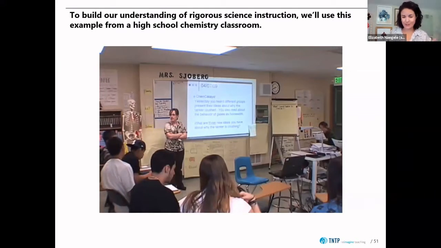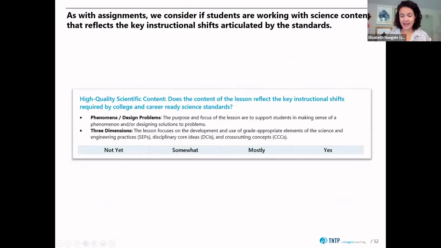So we're gonna use this high school chemistry class to start. And we will start by looking at content, as we always do. There are two indicators which are very similar to the content indicators from the grade appropriate assignments tools. And we always start with content to see if what students are doing reflects the key instructional shifts that are articulated by the standards.